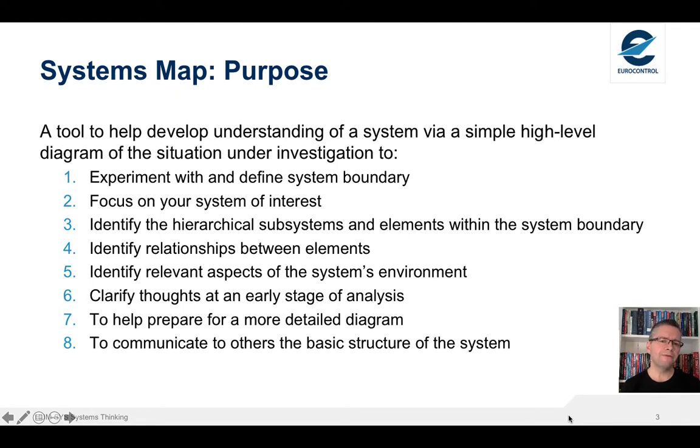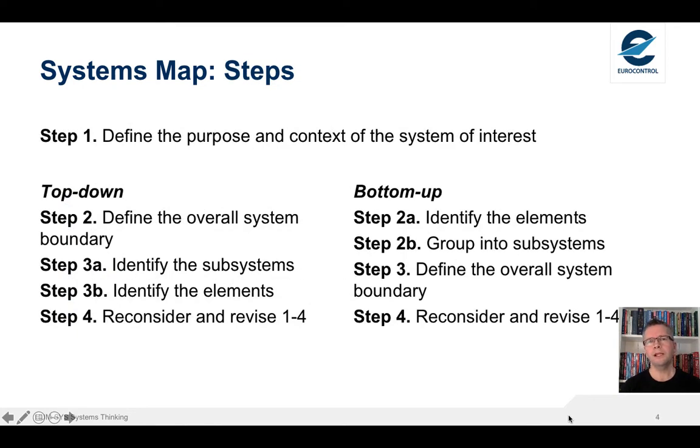System maps can help you clarify your thoughts at an early stage of analysis, and they can also help you to prepare for more detailed diagramming later on using other methods. They help you to communicate to others the basic structure of a system that you're describing. Let's look next at the steps in preparing a system map before I show you an example.